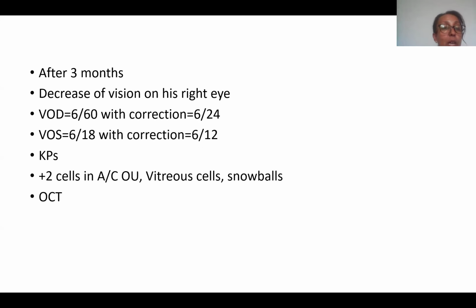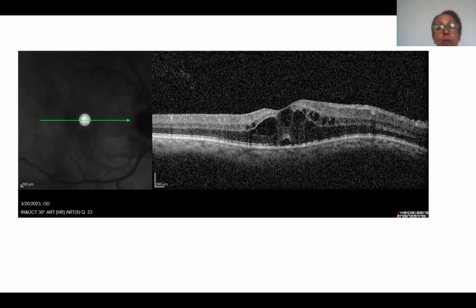So unfortunately, he came back after 3 months with decrease of vision in the right eye. So his vision dropped to 6/60. With correction, it was 6/24. The left eye was 6/18, and with correction, it was 6/18. He had fine keratic precipitates, and in the anterior chamber, he had class 2 cells in both eyes, and also vitreous cells and snowballs.